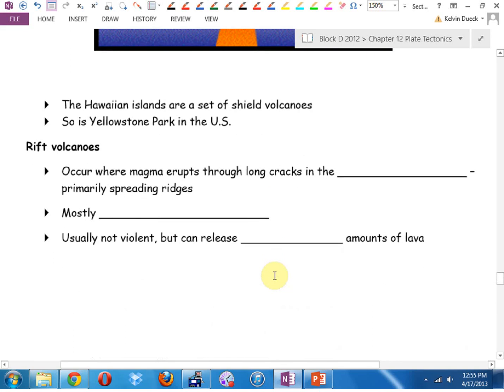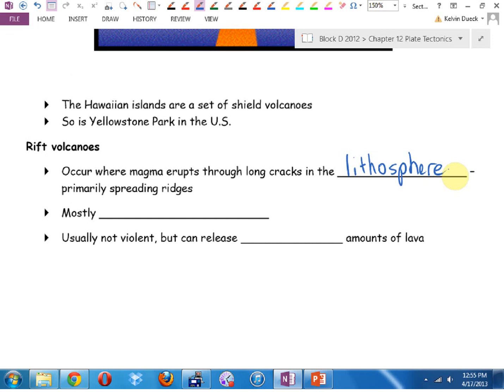The third kind, the last kind, and then we're done. Rift volcanoes. These are huge. These occur where magma erupts through long rift cracks in the lithosphere, the top part of the Earth's crust and mantle, primarily along spreading ridges. I mean, this is the classic in the movies, in a horror movie or fantasy movie, when the Earth splits apart to swallow the bad guy. That's technically a rift volcano, and the bad guy falls into the lava and screaming, except make it way longer.